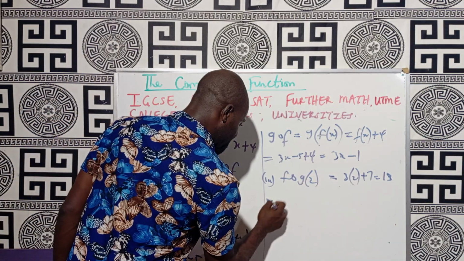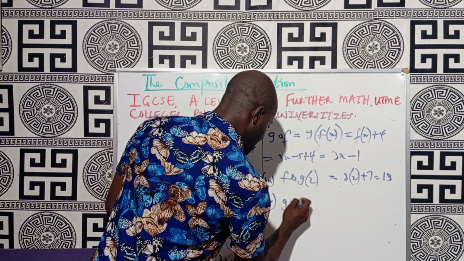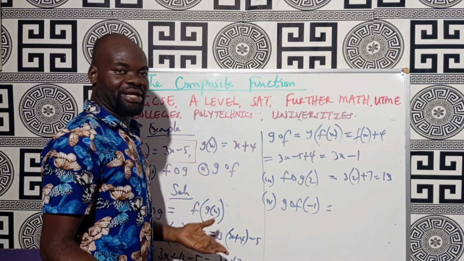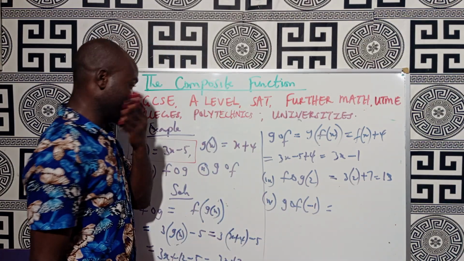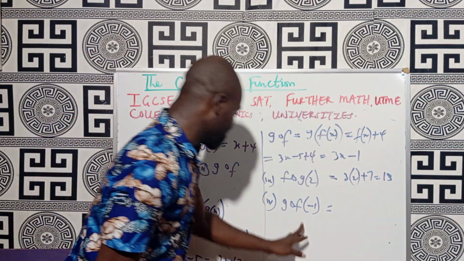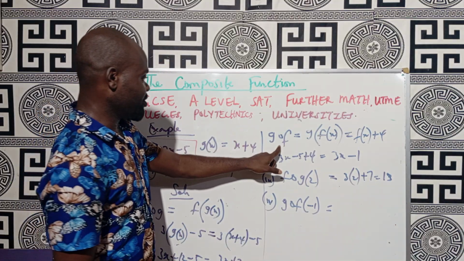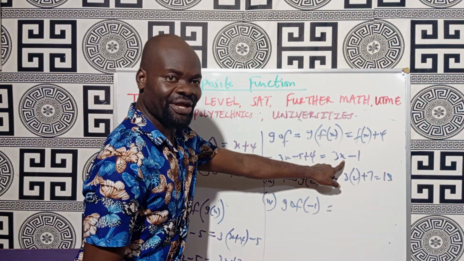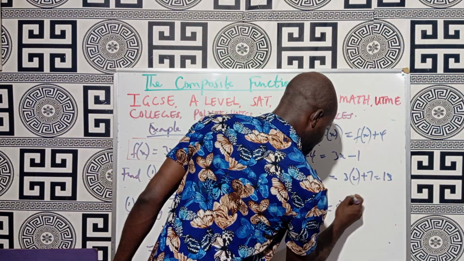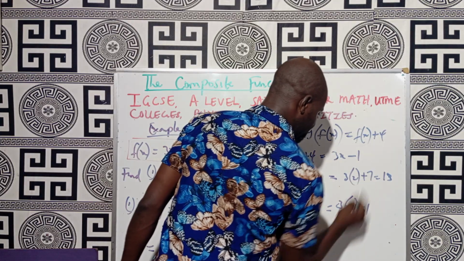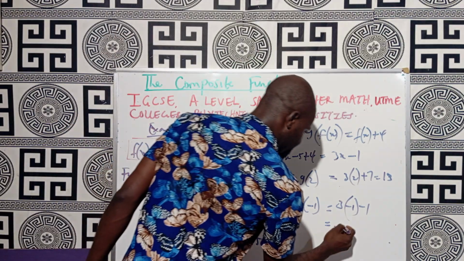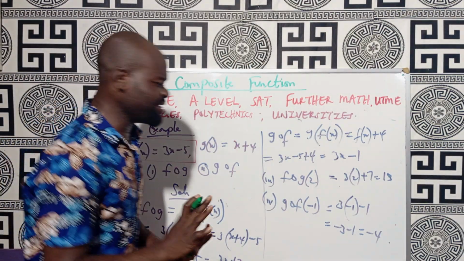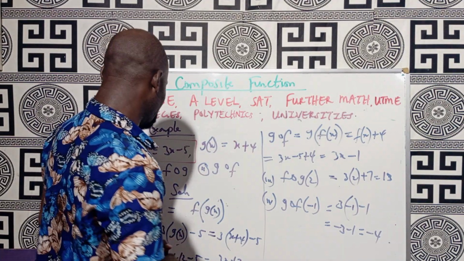Now let's say the question asks us to do g of f of minus 1. Can you guess what the answer should be from what we have done so far? Just take your g of f, which has been done here, and this is the answer. Anyway, you have your x, remove it and put minus 1 there. So that's 3 times minus 1, minus 1. 3 times minus 1 is minus 3, minus 1 is minus 4. As simple as ABC. Hope you get that. So that's for that.